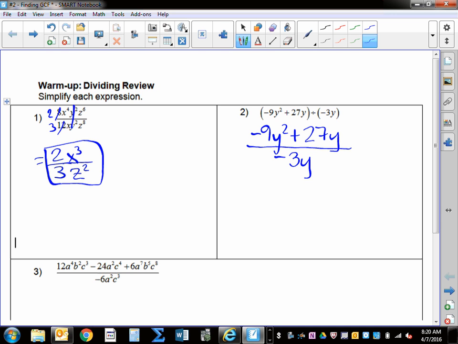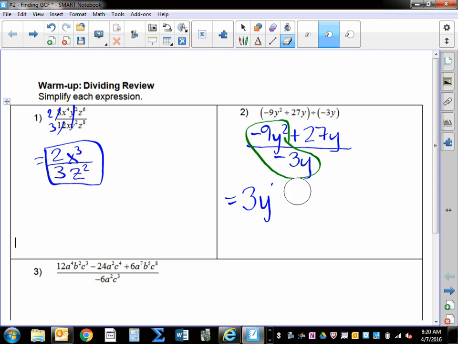Alright, so again, we do each individual piece. First, what's negative 9 divided by negative 3? Close. Negative divided by negative is a positive. And y squared over y? Just y. So 3y. Okay. Now our next term.